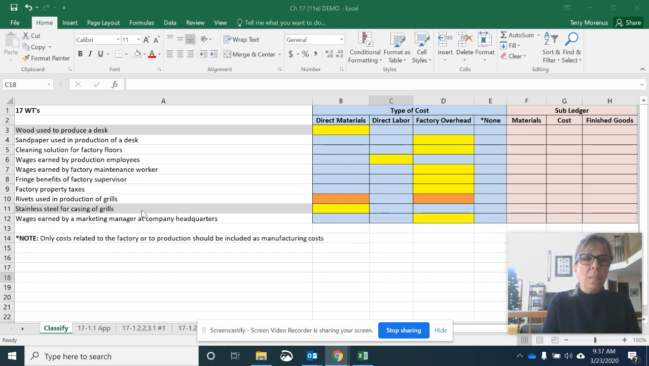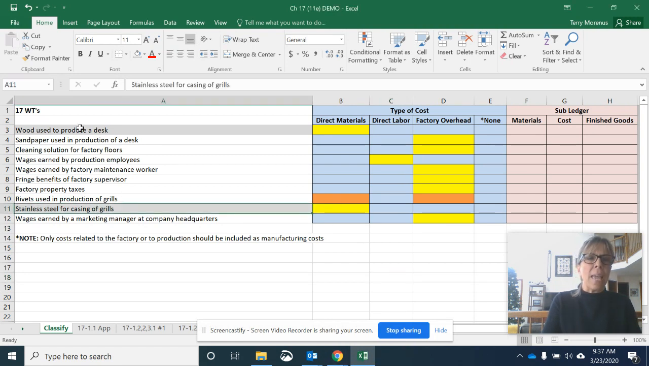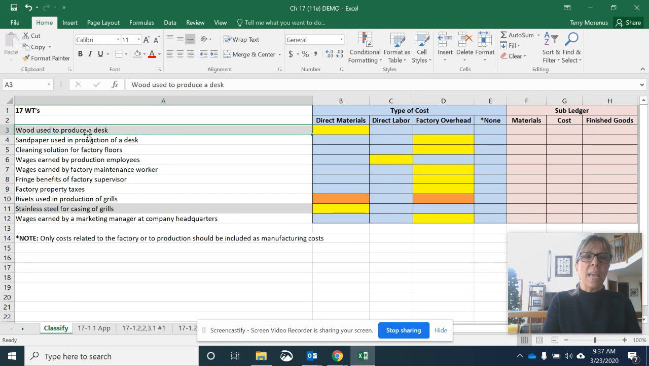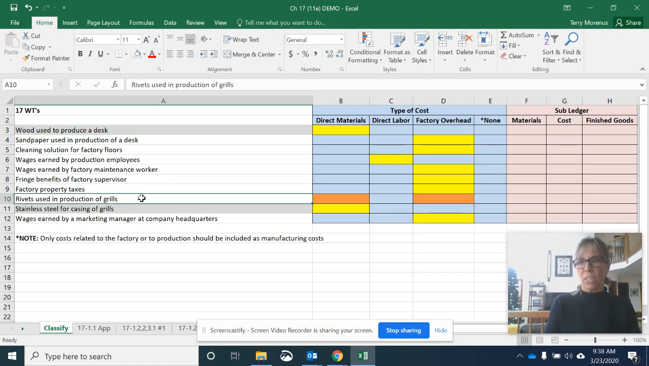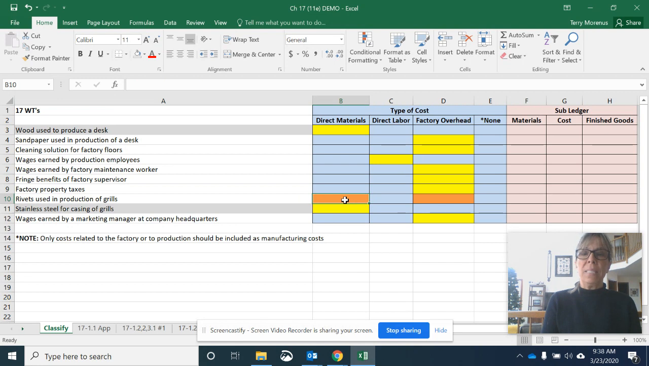The stainless steel casing for grills and the wood used to produce the desk, these are material parts to the product. That means they're major components to a product. The rivets, however, are considered immaterial. They are not a major part of what we are producing, and they're probably used in a lot of different products made by the company. So, therefore, it is not a direct material.